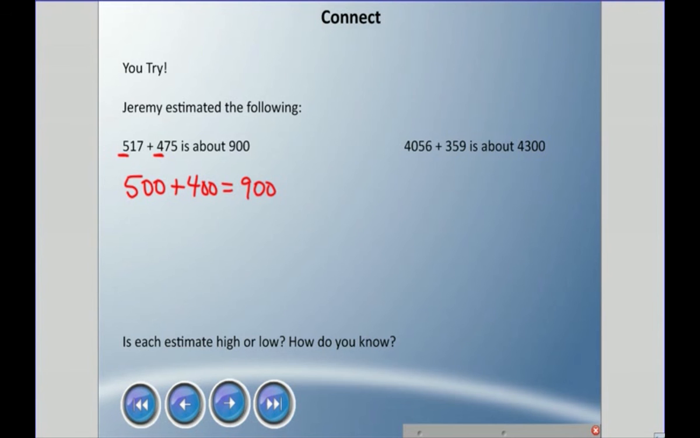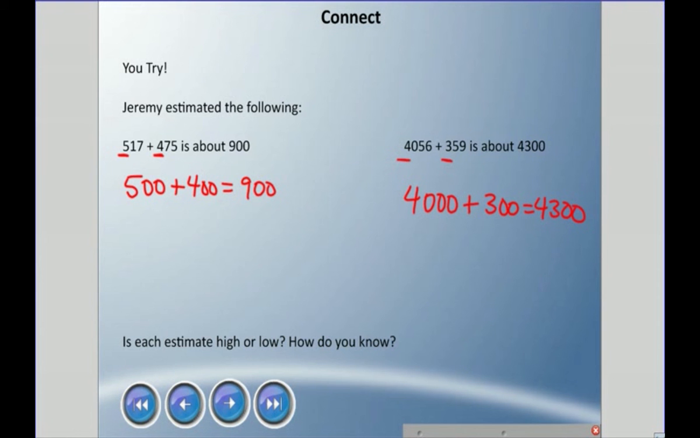He said 4,056 plus 359 is about 4,300. Again, is that estimate high or low, and how do you know? Take a couple seconds, figure that out. Again, I'm probably going to guess he is just doing that front-end estimation. He's probably saying to himself, well, that's 4,000 plus 300 equals 4,300.